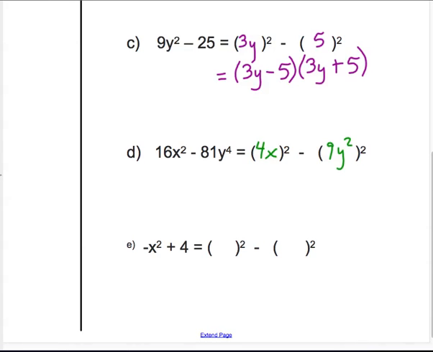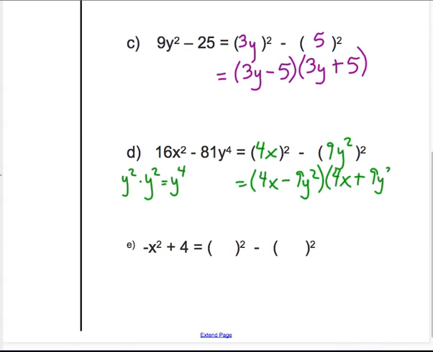The reason that makes sense is that when you have y squared times itself, our exponent rule is you add the exponents. All right, so the factored form of this one is 4x minus 9y squared times the quantity 4x plus 9y squared.